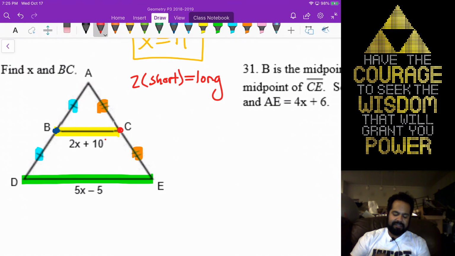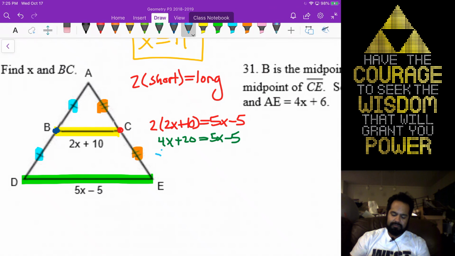Well, our short piece is this one here. So we're going to say 2 times 2x plus 10. Set that equal to 5x minus 5. So distributing, we get 4x plus 20, equals 5x minus 5. And then again, just working our way through and balancing our equation, we're going to get x equals 25.